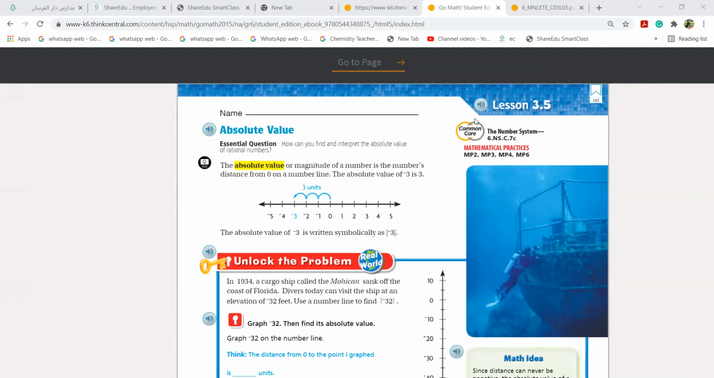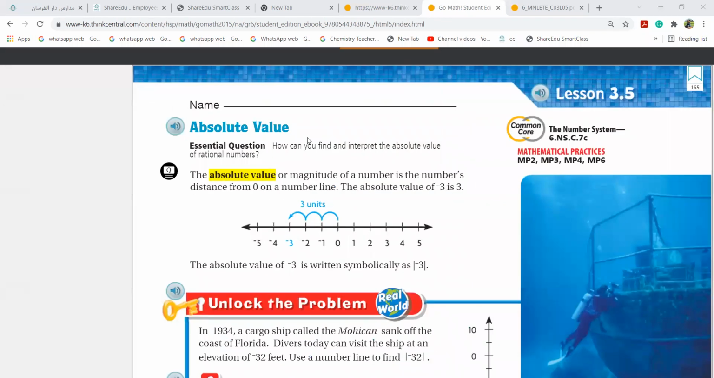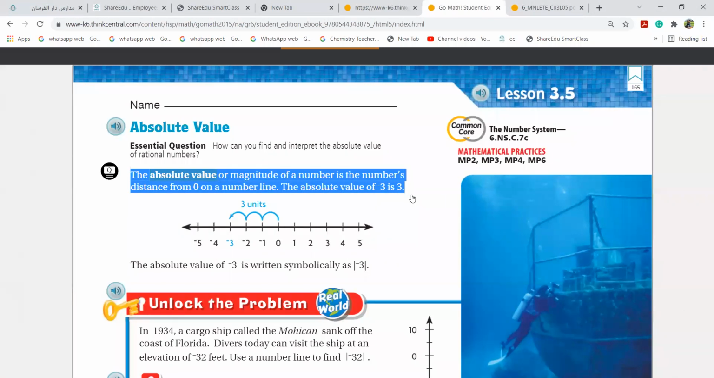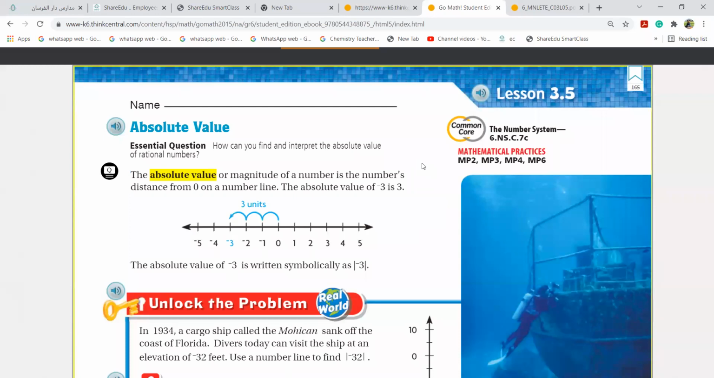Let us begin lesson 3.5, absolute value. So how can you find the absolute value of rational numbers? Here, can any one of you read this? Thala, if you're there, please can you read this? What is the meaning of the absolute value?